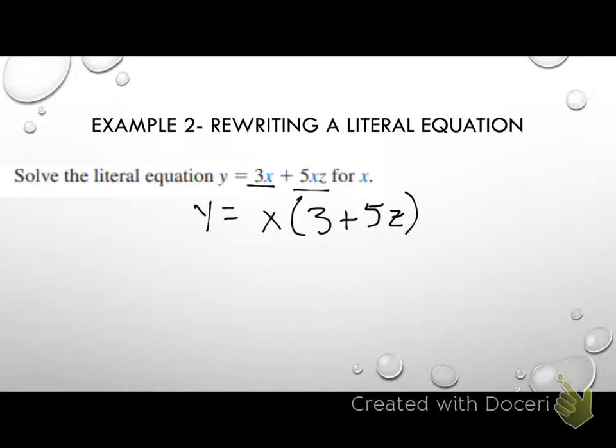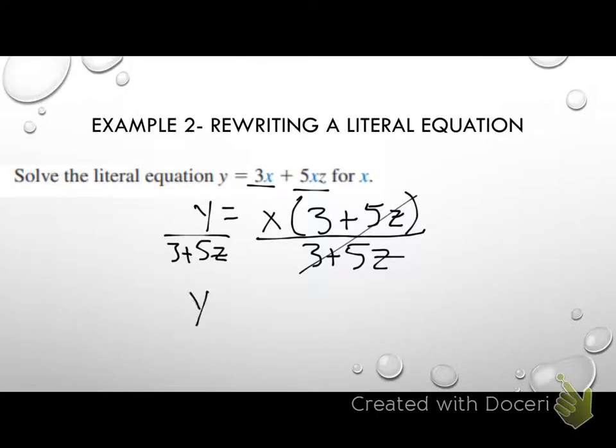Not subtraction. Let's think about the operation that's going on here. It's x times 3 plus 5z. So I've got to divide it. I've got to use my inverse operation, right? If I divide by 3 plus 5z, that'll get rid of it over here. But I've got to divide y by 3 plus 5z as well.